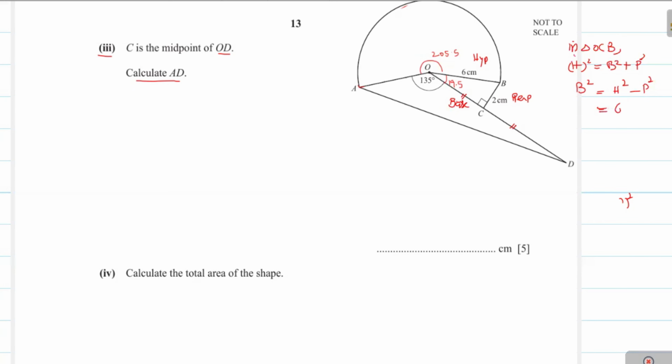Therefore, base square will be equal to hypotenuse square minus perpendicular square. Hypotenuse you see here is 6 square. Perpendicular length is 2 square. Now we can write 36 minus 4. That's equal to 32.